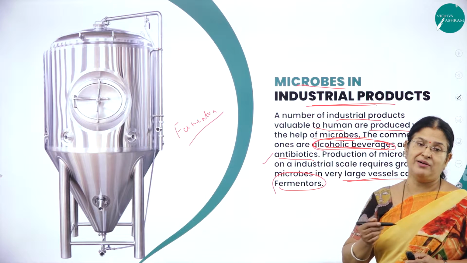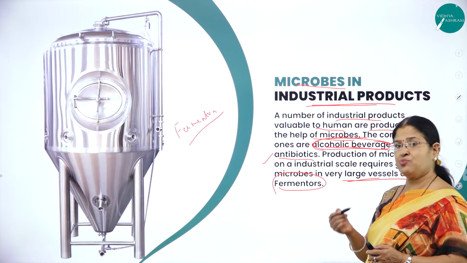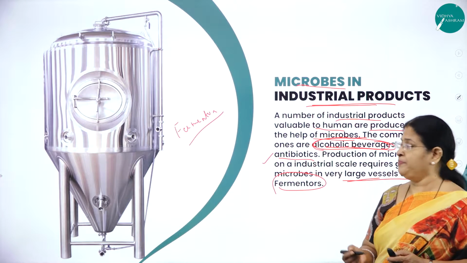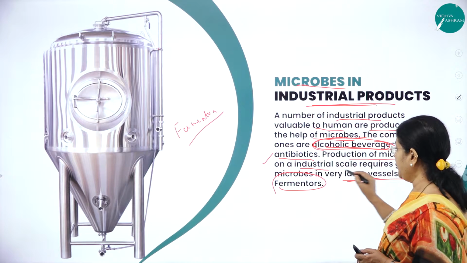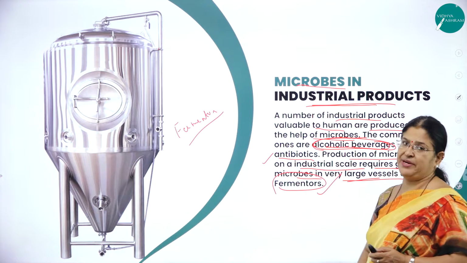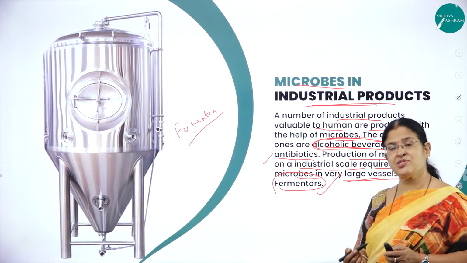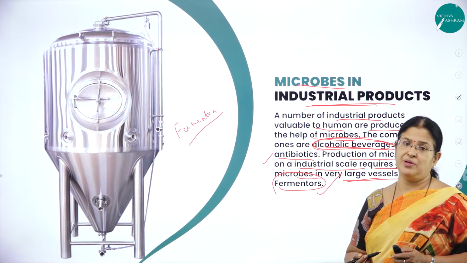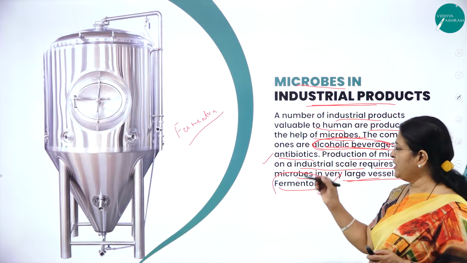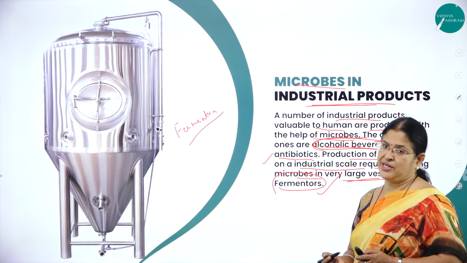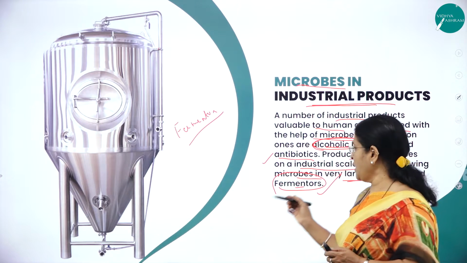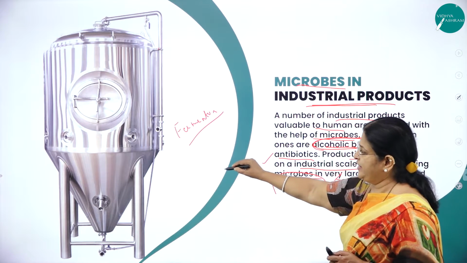So we are able to cure diseases by the use of these antibiotics. Hope you remember the wonder drug called penicillin, right? It is one of the antibiotics that is produced by a fungus called Penicillium notatum. Then production of microbes on an industrial scale requires what? It requires growing microbes in very large vessels called fermenters. As I said, microbes are used in industry to synthesize many valuable products that are useful to mankind, may it be beverages, antibiotics, or bioactive molecules. And the microbes are grown in large vessels called fermenters.